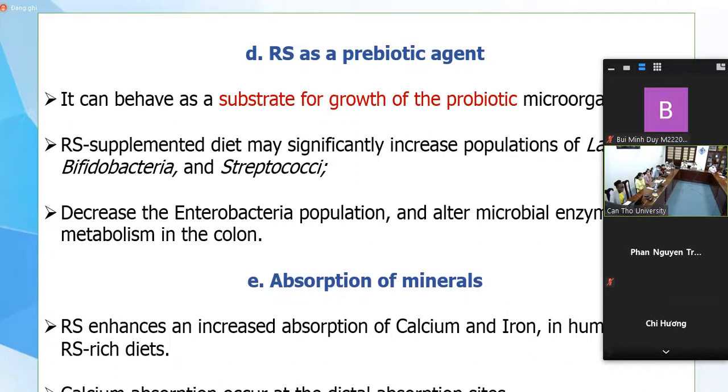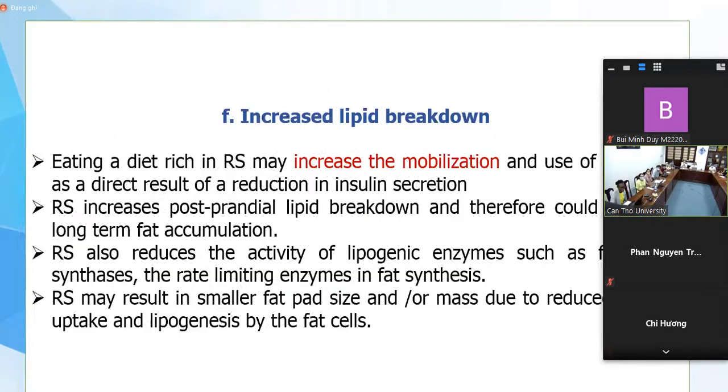Another advantage, it enhances absorption of minerals such as calcium and iron in humans fed diets high in resistant starch. This is because in the small intestines we have phytic compounds which prevent the minerals from being absorbed, but after fermentation, the minerals are readily available, therefore the absorption is very easy.